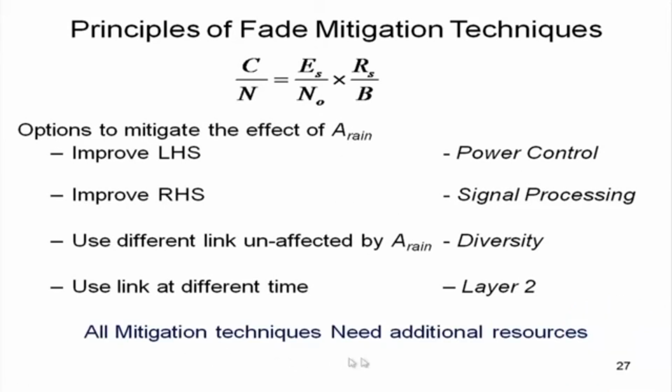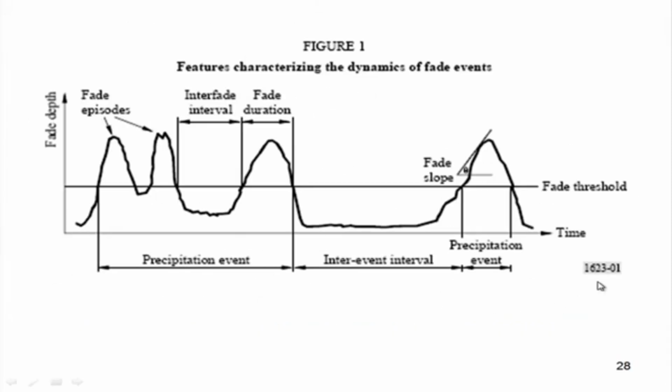So, all mitigation techniques need additional resources. We have to remember that any mitigation technique we use, additional resources are required. How much? Let us see with the short term rain effect. There is a fade depth on the y axis, and the x axis is the time, and this is a plot available from a paper.